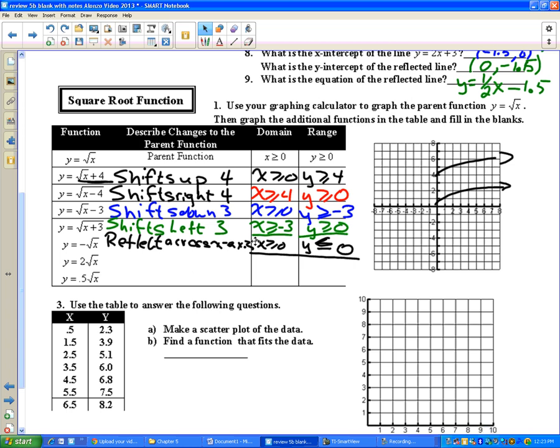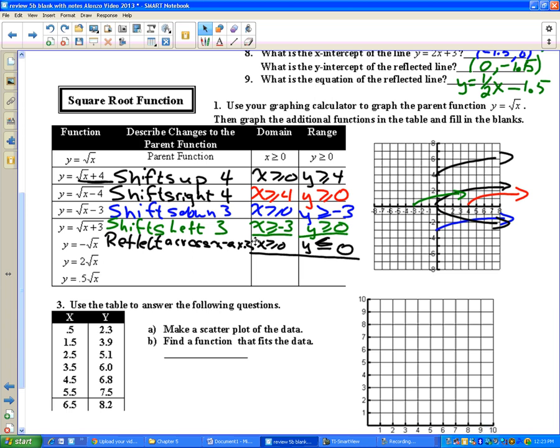I'm going to take a step back and put in these graphs that I forgot to be graphing. The square root of x minus 4 shifted right 4. The square root of x minus 3 shifted down 3. The one in green, square root of x plus 3 shifted left 3. The reflection, reflected across the x-axis, so it does this.